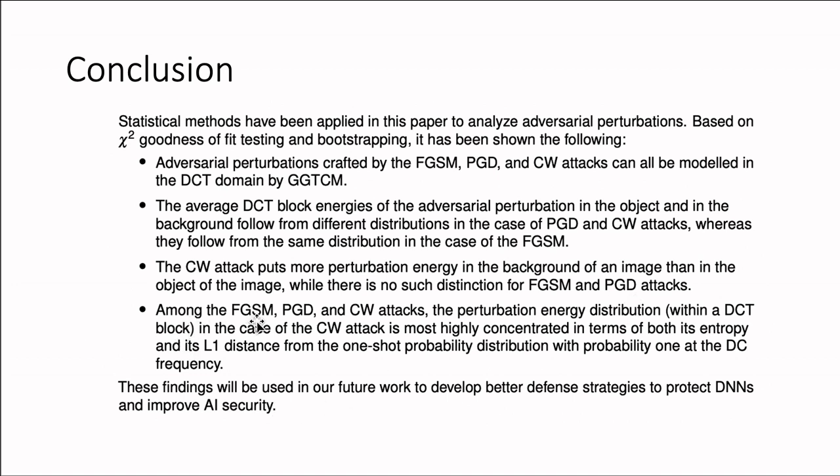Among the FGSM, BGD, and CW attacks, the perturbation energy distribution within a DCT block, in the case of the CW attack, is highly concentrated in the DC coefficient, where these findings can help us in the future to protect DNNs and improve AI security.